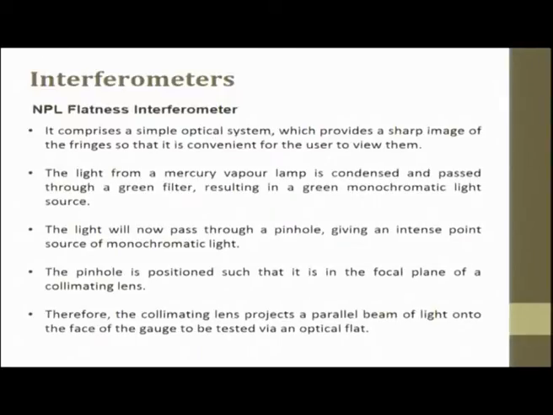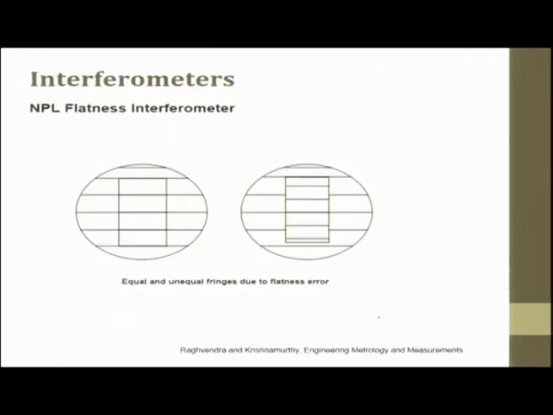It comprises a simple optical system which provides a sharp image of the fringes so that it is convenient for the user to view them. The light from the mercury lamp is condensed and passed through a green filter, resulting in a green monochromatic light source. The light then passes through a pinhole, giving an intense point source of monochromatic light. The pinhole is positioned in the focal plane of the collimating lens. Therefore, the collimating lens projects a parallel beam of light onto the face of the gauge to be tested.